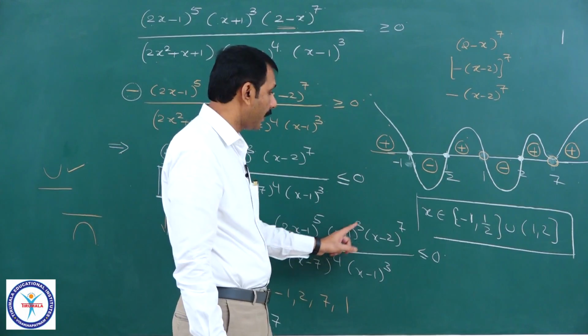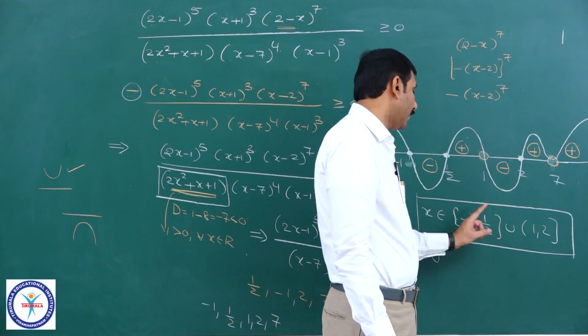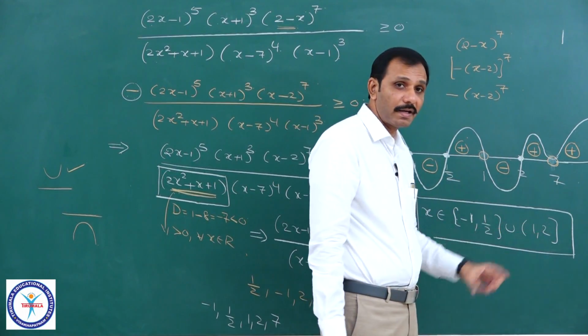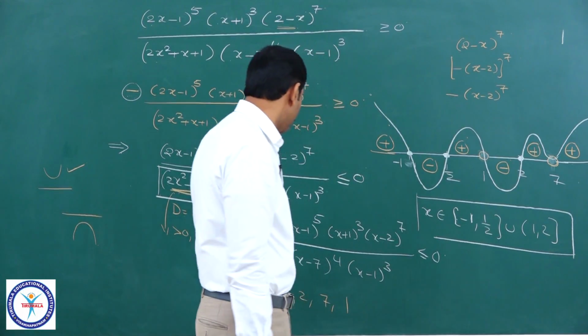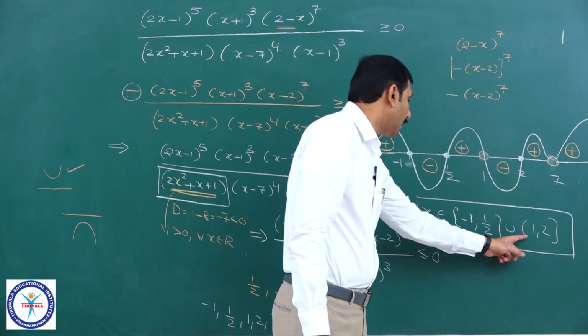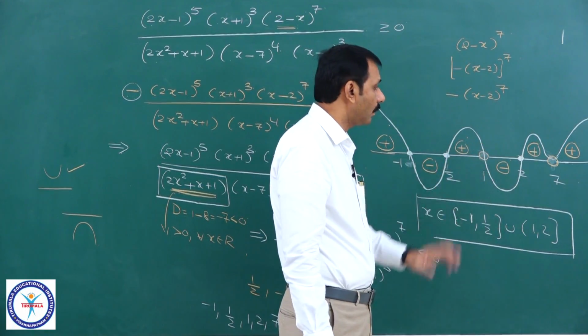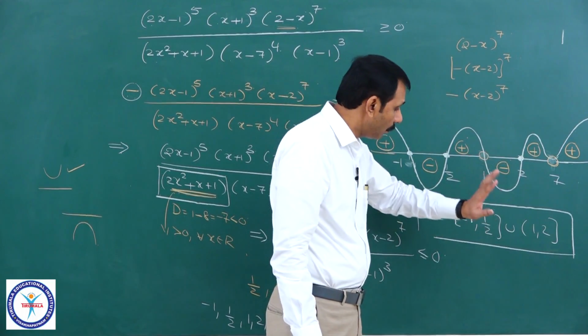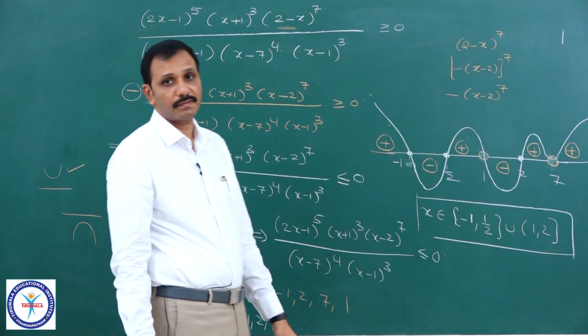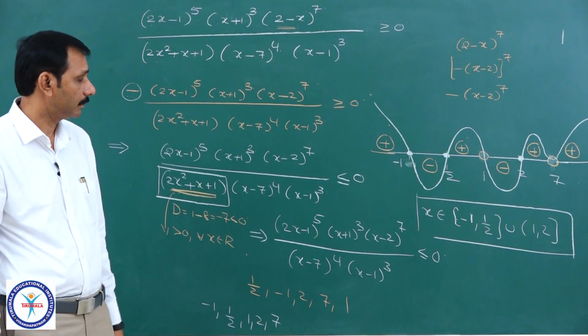Yes, here minus 1, 1 by 2 and 2 are there, all three are included. And the zeros of the denominator are 7 and 1. 1 is not included, and of course 7 is anyhow not there. Therefore, our final solution set is this one. Hope you understood.